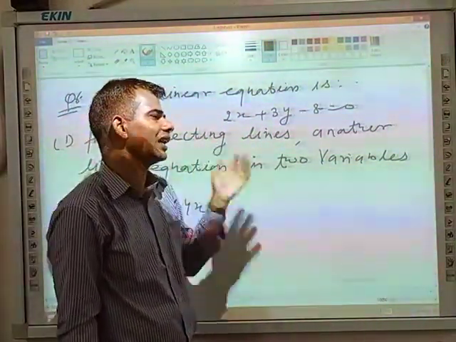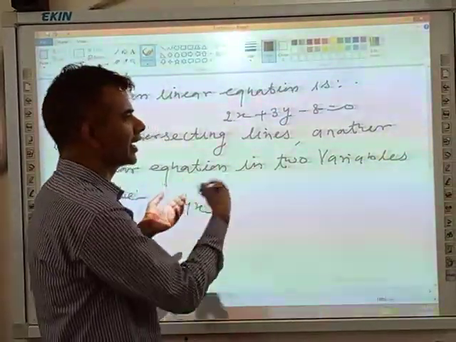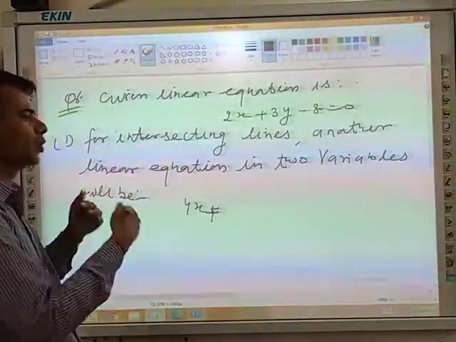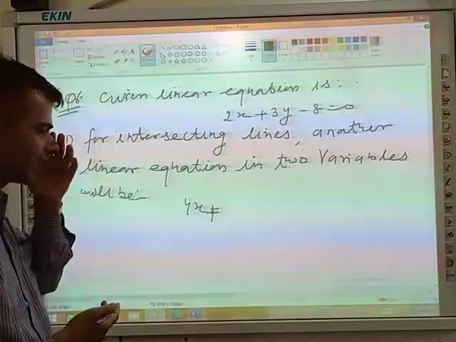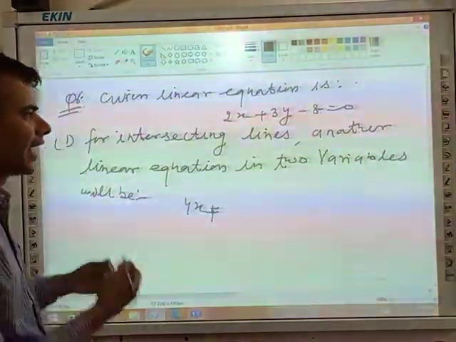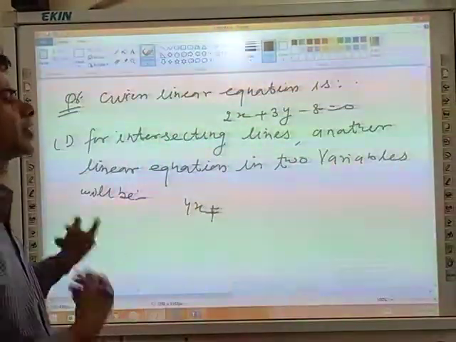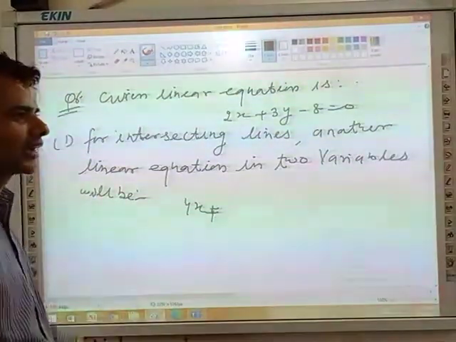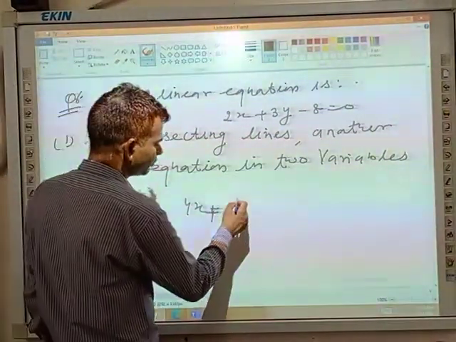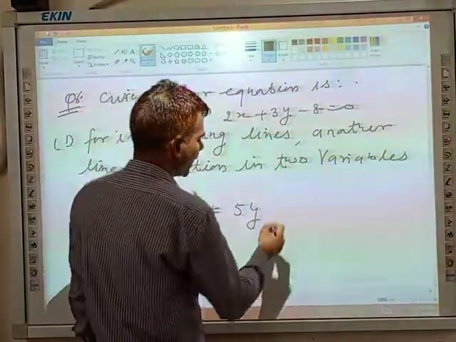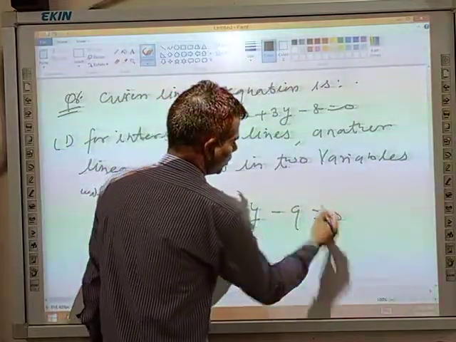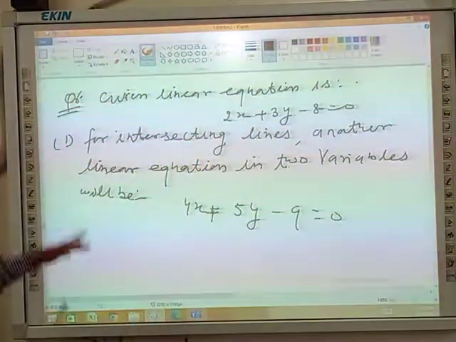If we take 6y, that is 1 by 2, a1 by a2 is equal to b1 by b2. That is not the condition for intersecting lines. Now we will take any number except 6. Except 6 you can take any number, that is 5y minus 9 equal to 0. Students, any doubt, any problems?